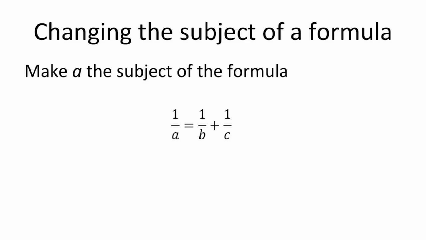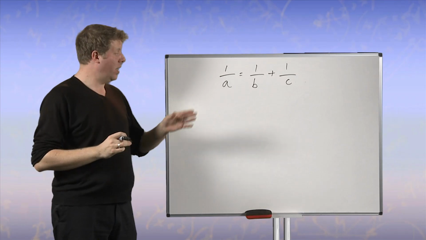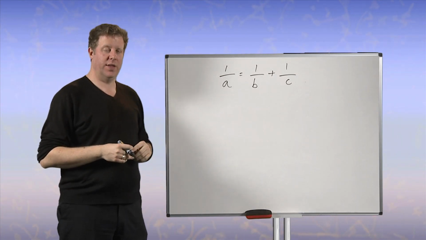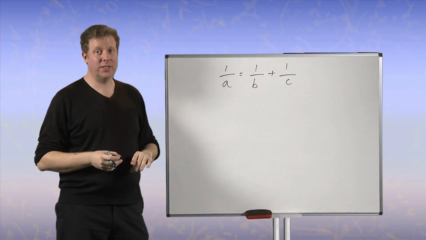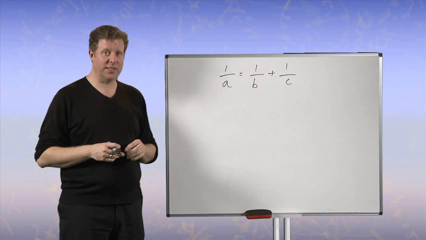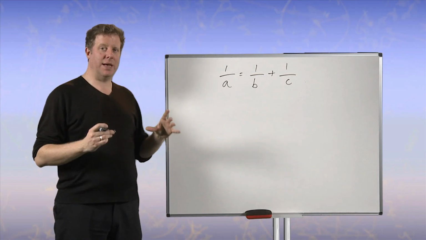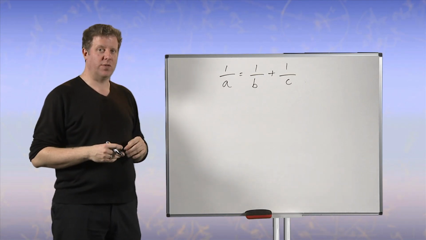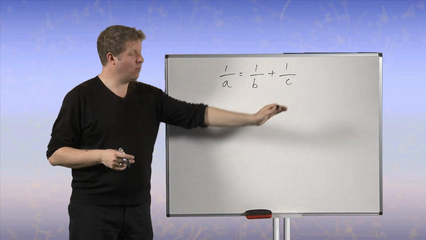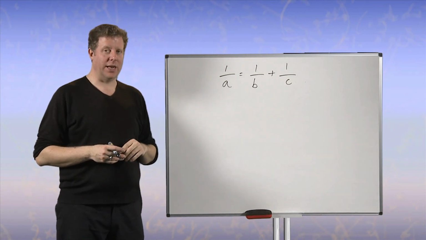1 over A equals 1 over B plus 1 over C. And they'd like us to make A the subject of the formula. Now, at the moment, it's not the subject of the formula because it's 1 over the letter. And unfortunately, it's not as simple as just flipping all of the fractions to make A equal to B plus C. Again, the systematic approach here is going to be very useful for us. So, first of all then, we need to get rid of all of these denominators.